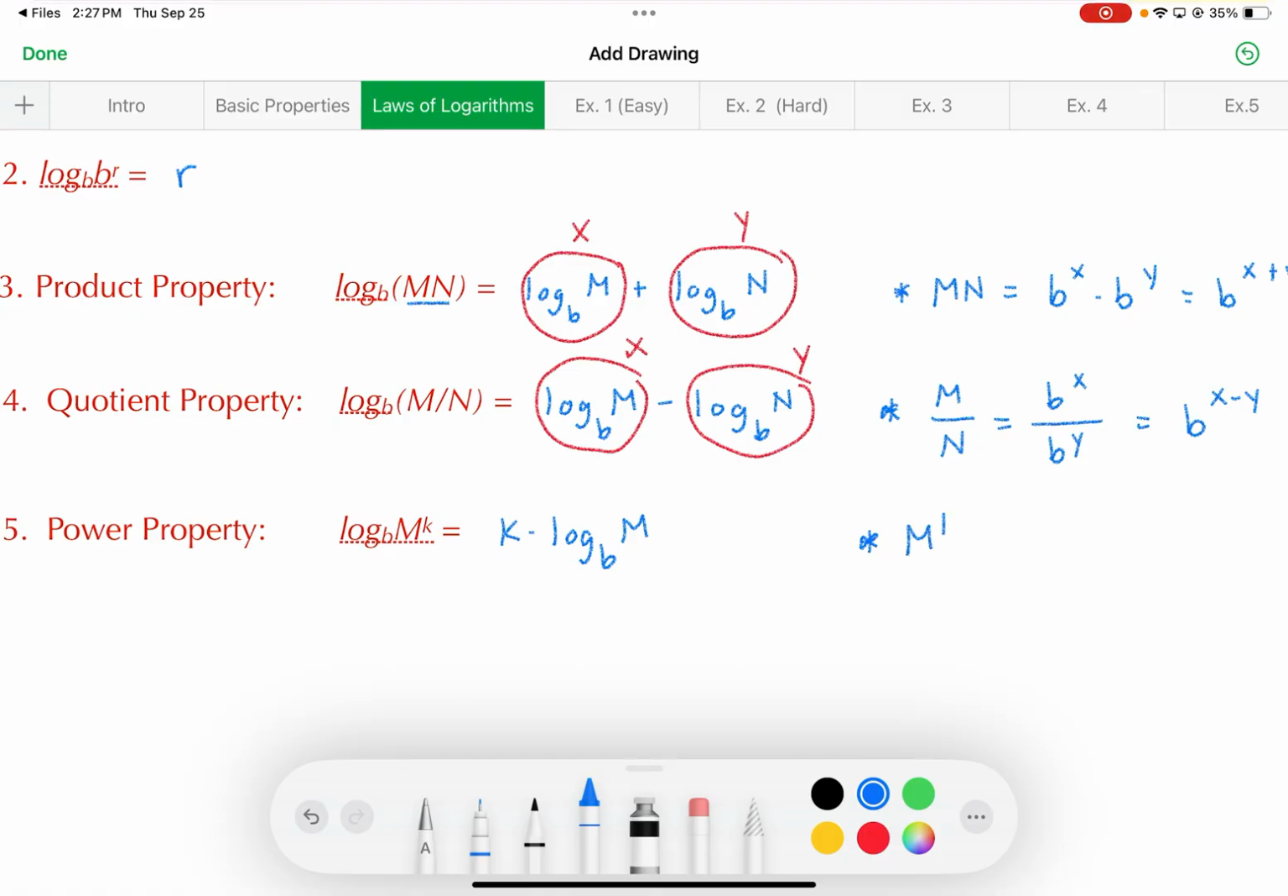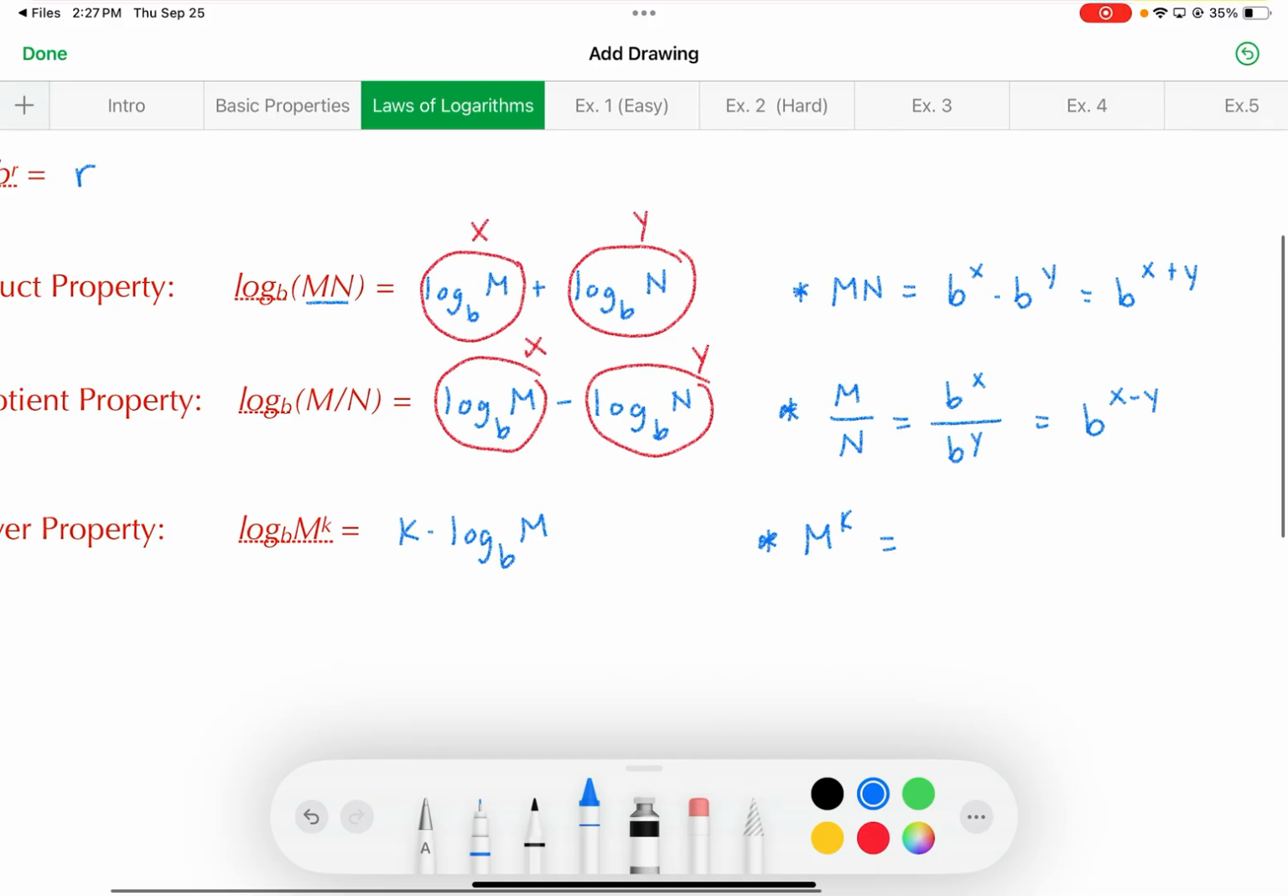All right, now kind of the reasoning of that. Let's say we start with m to the power of k, but m we call b to the power of x. Well, what do you do with the power of x and the power of k there? You multiply them. And that's exactly what's going on here because, again, log base b of m is x. I have x times k. All right? So the next couple pages are just examples to get us used to using these properties. All right?